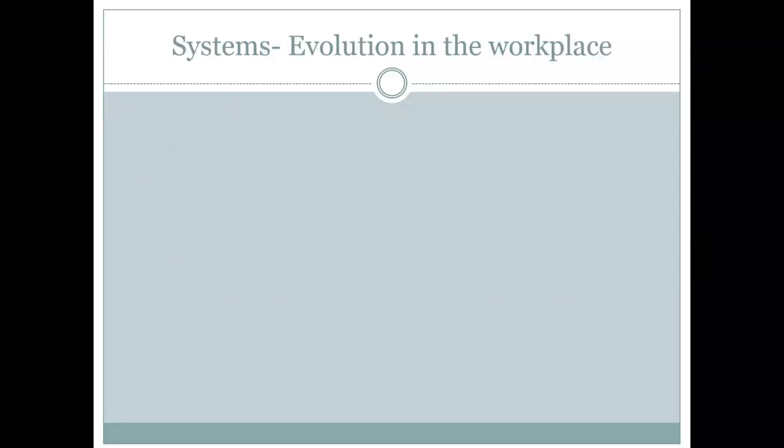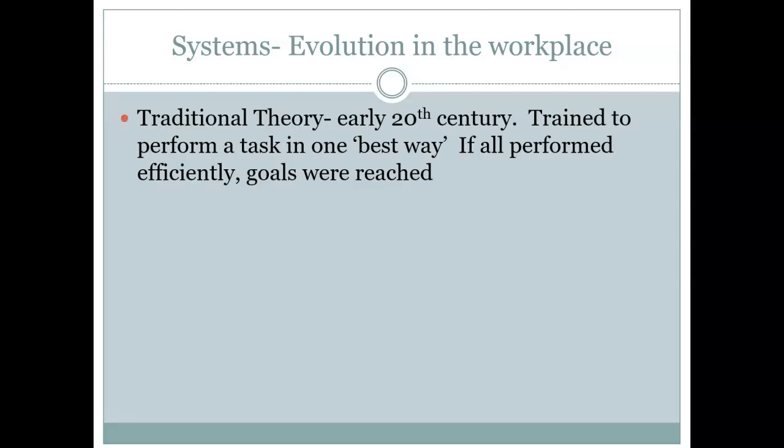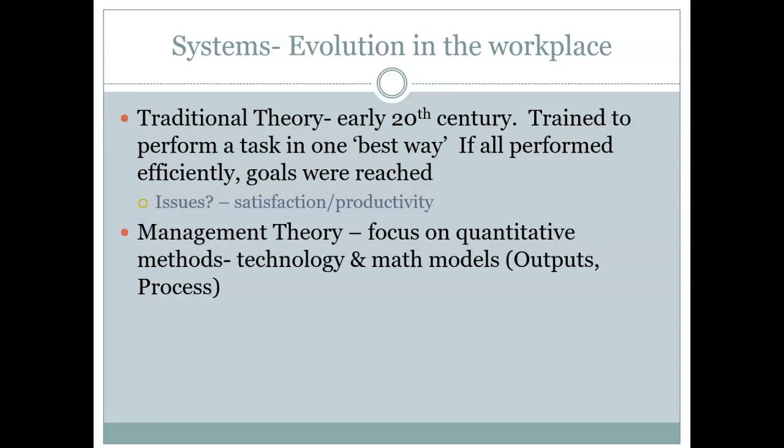There has been an evolution in the workplace of different systems. So the traditional theory, this was back in the early 20th century, individuals were trained to perform a task in one best way, and if everyone performed it efficiently, the goals were reached. There were some issues with this, as you could probably imagine. There was some customer or employee satisfaction, productivity, maybe that one best way wasn't the true productive way or efficient way. So it did cause some issues.